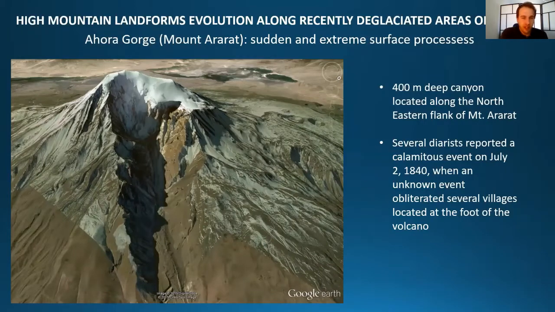This canyon has a long history because several diarists reported calamitous events in 1840. But it's not clear how and when this event occurred and what the nature of this event was. These diarists report that this event obliterated several villages located at the foot of the volcano. They obviously obliterated also the proglacial system and the proglacial area of this volcano.